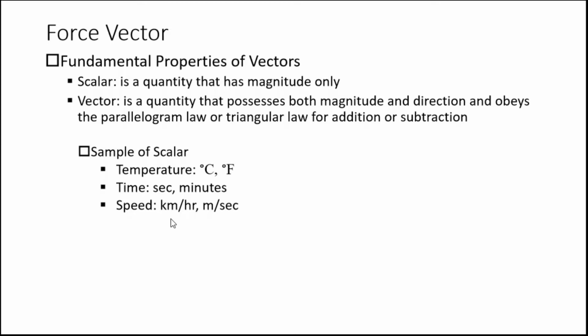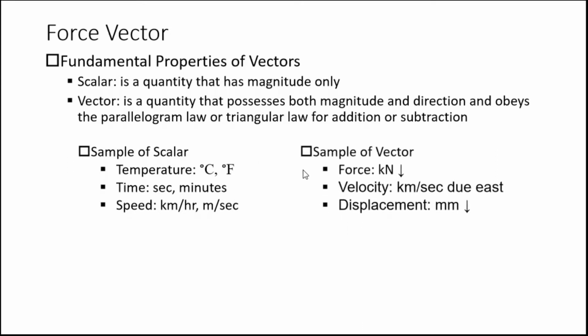Teka, may velocity ganun din di ba? So, yun yung pagkakaiba ng speed sa velocity. Part yun ng vector. Ano ibig kong sabihin? Dito siya, no? So, one example of vector is force. Ibig sabihin, yung force, example, kilonewton, pero alam mo it's going downward.